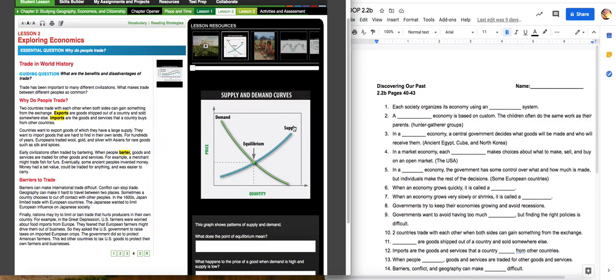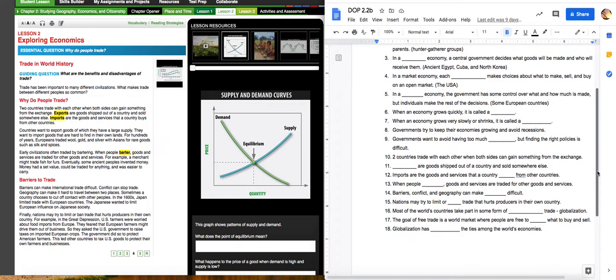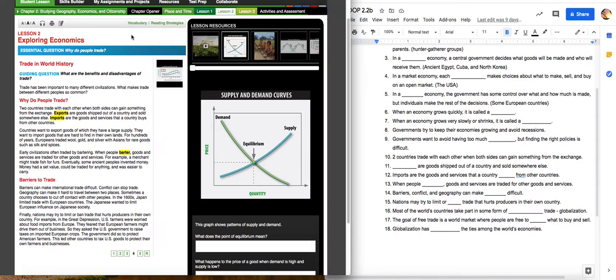Okay, continuing on. Countries want to export goods for which they have a large supply. They want to import goods that are hard to find in their own lands. For hundreds of years, Europeans traded wool, gold, and silver with Asians for the rare goods that they had, such as silks and spices. So now they give you an example of those things going side to side as they sold those things. So what do I have a lot of that I'm going to export out? What do I not have a lot of that I'm going to import in?